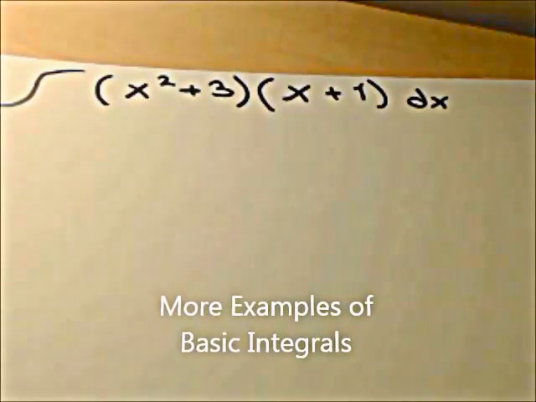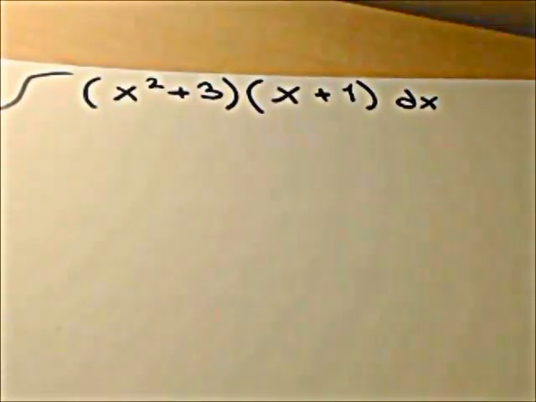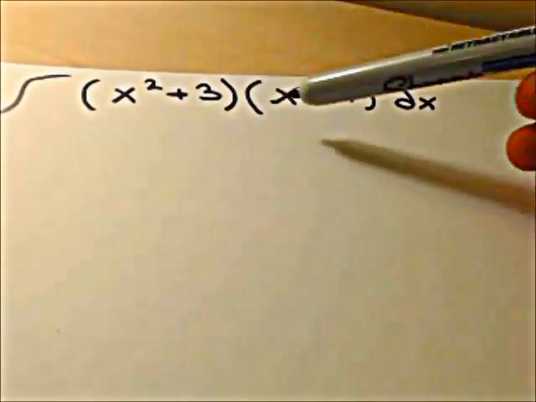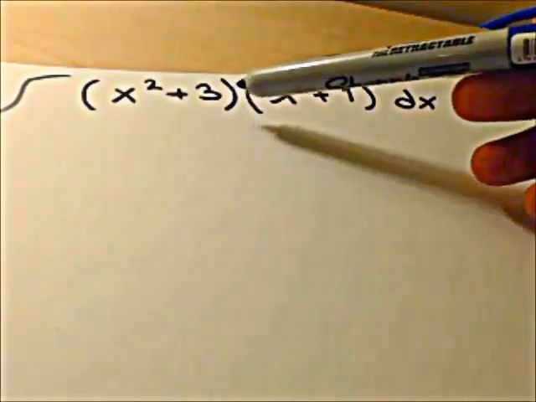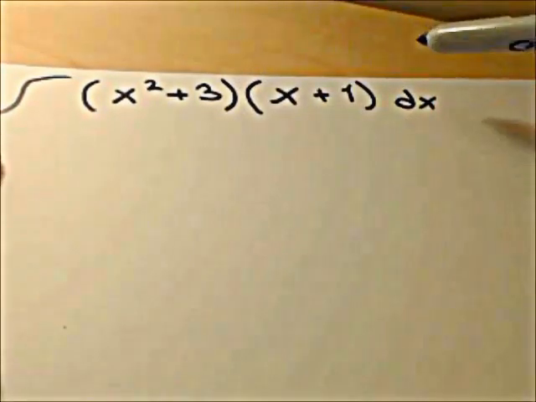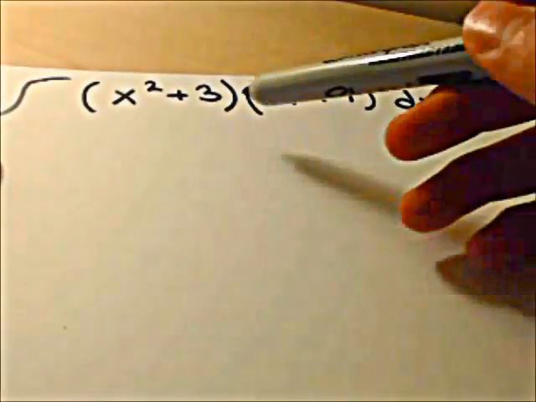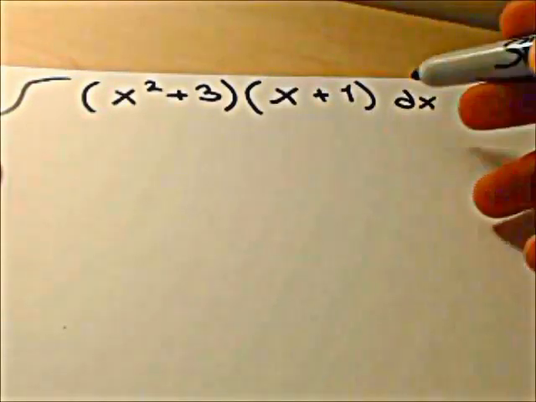Okay, in this video we're going to do a couple more integral problems just to make sure that we have a good understanding of it. Again, in this problem we can't actually take the antiderivative or the integral of each piece individually, so what we can do here is multiply the products times each other first, and then we take the integral.